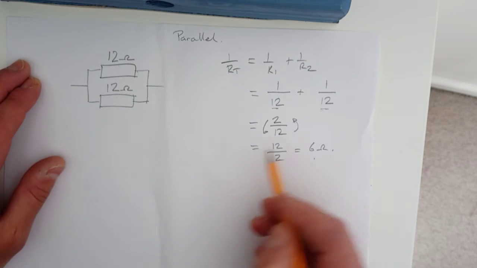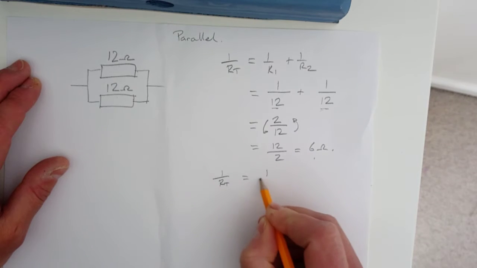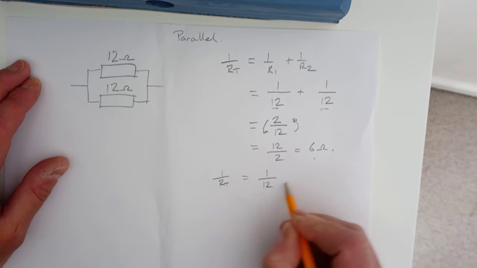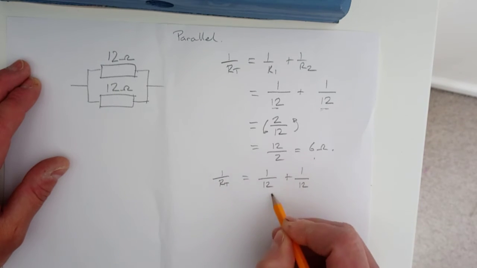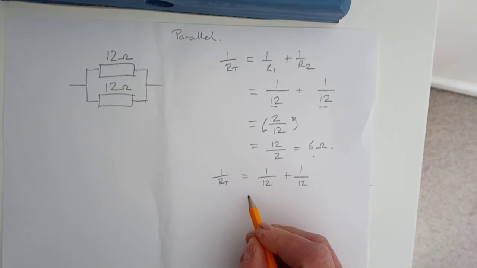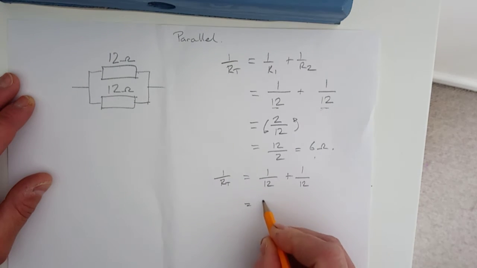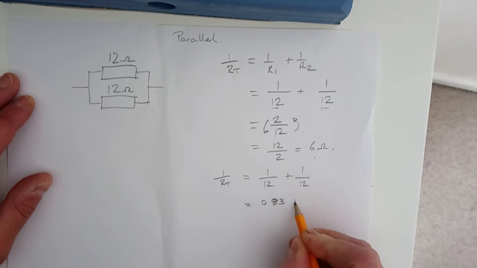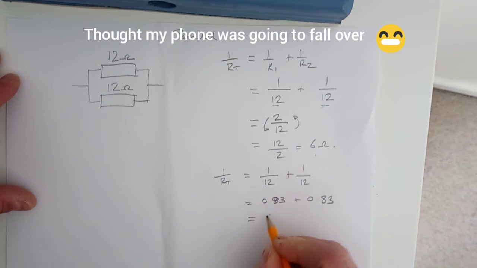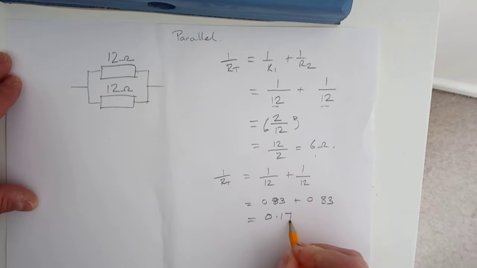Okay. Another way of doing it, if you couldn't work out what the common denominator is, you can actually physically divide these. So divide 1 into 12, which you'll find is 1 divided by 12 is 0.83, plus 0.83, which gives you a total of like 0.17 or something as your total answer.